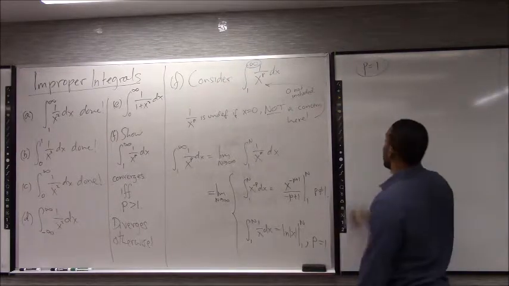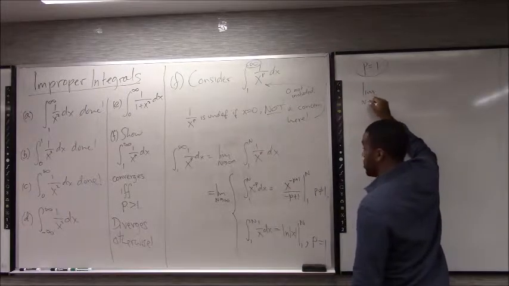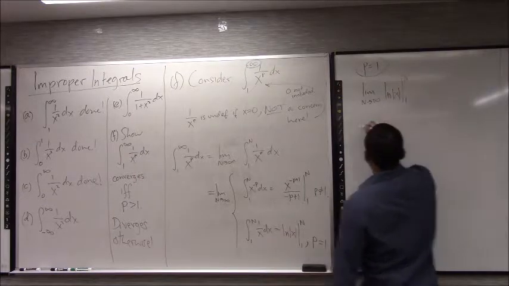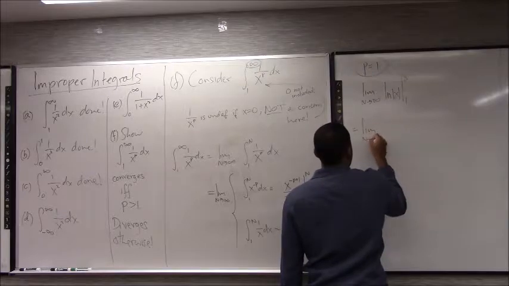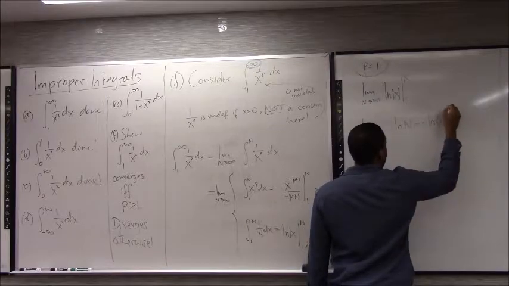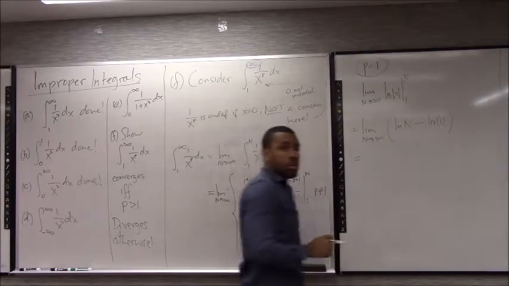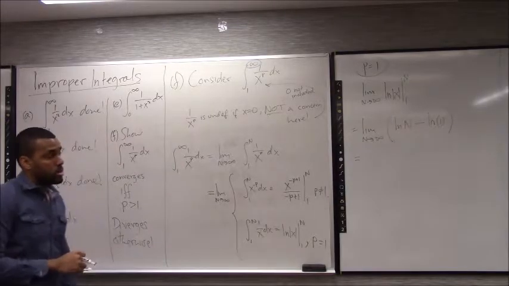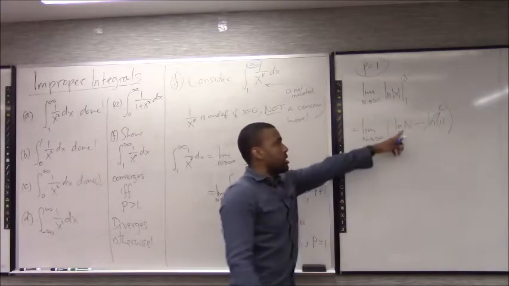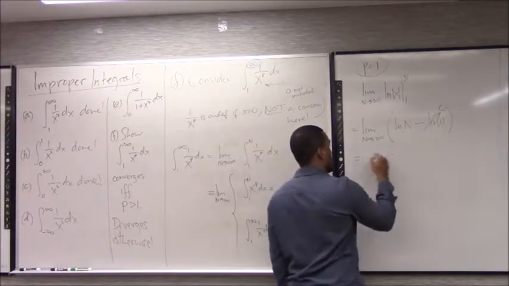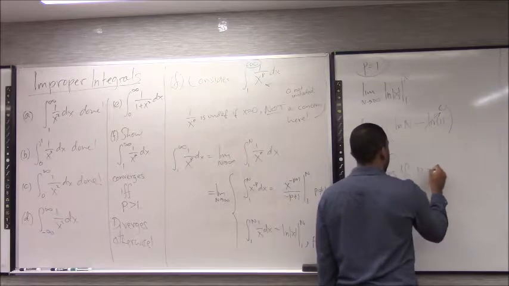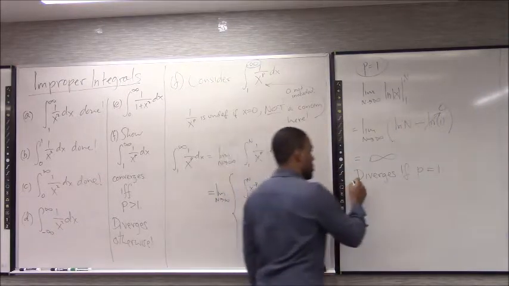So assuming p equals 1, I now have the limit as n approaches infinity of ln of x through 1 and n. So this would mean that I have the limit as n approaches infinity of ln of n minus ln of 1. What's going to happen here? ln of 1 is 0. But if I plug infinity into an ln, it goes off to infinity, right? So it diverges. So we know it diverges if p is equal to 1.